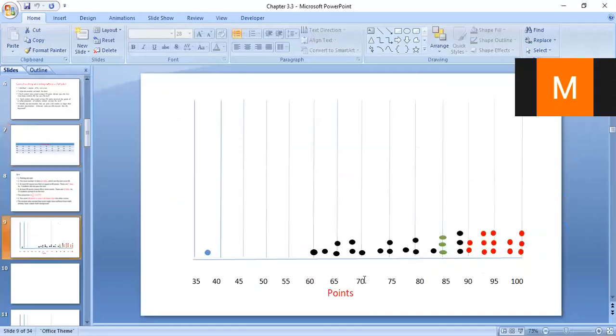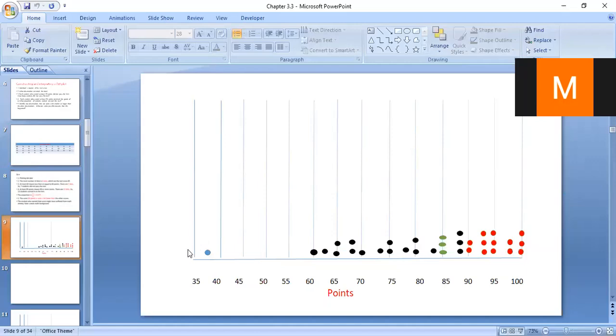In this one, and then you put on the 38, you have 1. 60, you have 1. 62, you have 1. 65, you have 2. 67, 70, 75, 73, 75, 78, 80, 83, 85, 87, 90, 92, 95, 98, and 100. And how many people, you put the dot on the table?